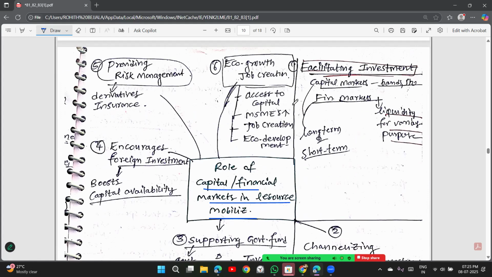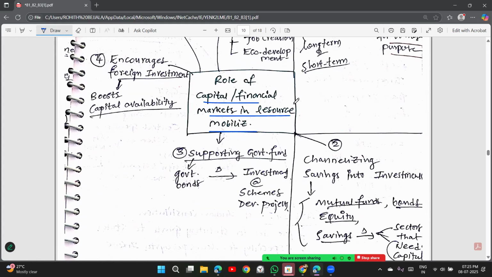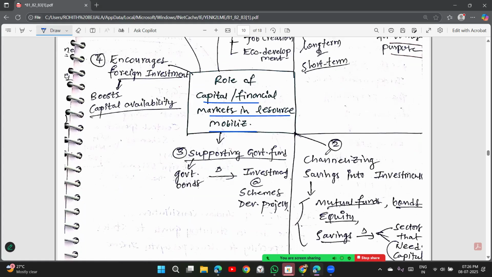And next, what is the role of capital financial markets in the process? So, as you know, the financial markets will help. How will it help? It will facilitate investments, for example through banks or SEBI. So capital expenditure in terms of bonds, and the liquidity, the resources will be accumulated in loans, in bonds, etc.